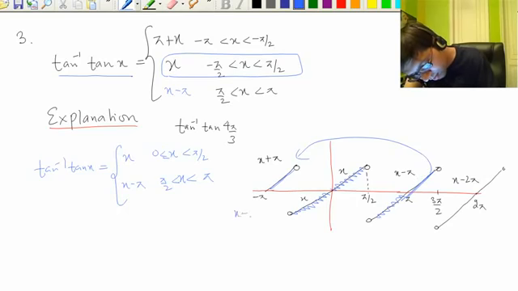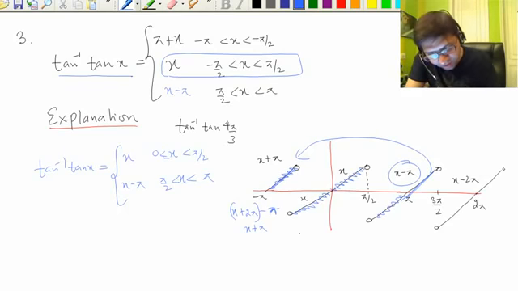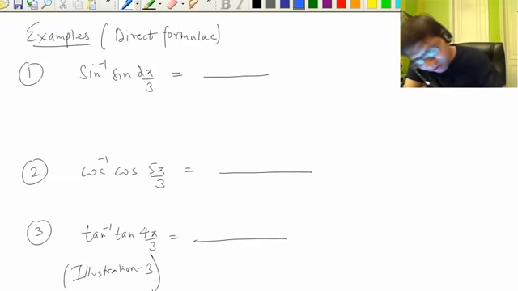So in x minus pi we replace x by x plus 2 pi. So the definition is x plus pi. We get the definition of this part, x minus pi. Right. So these three definitions in the graphs you have to remember.